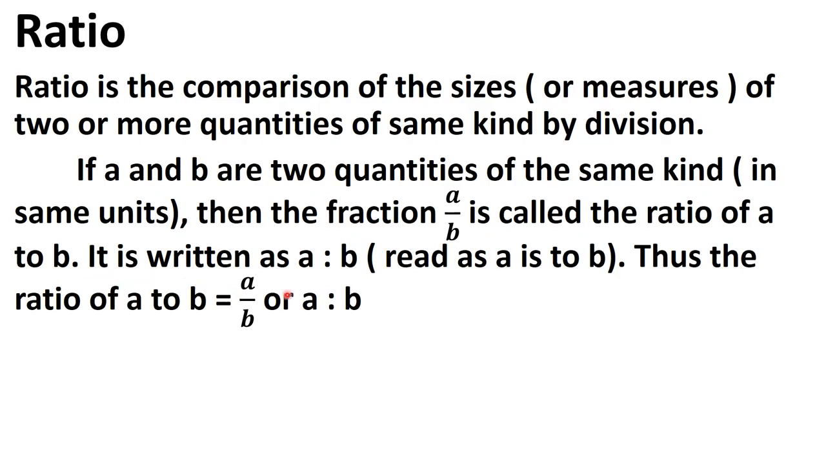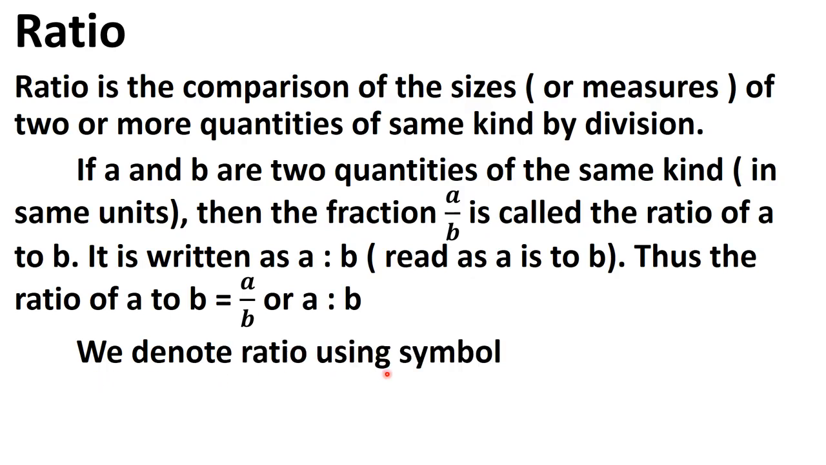It is written as A ratio B. This is the sign of ratio. These two dots are the sign of ratio. And we will read it as A is to B. Thus the ratio of A to B equal to A upon B, or we can write it A is to B. We can read it A is to B also and A ratio B also.